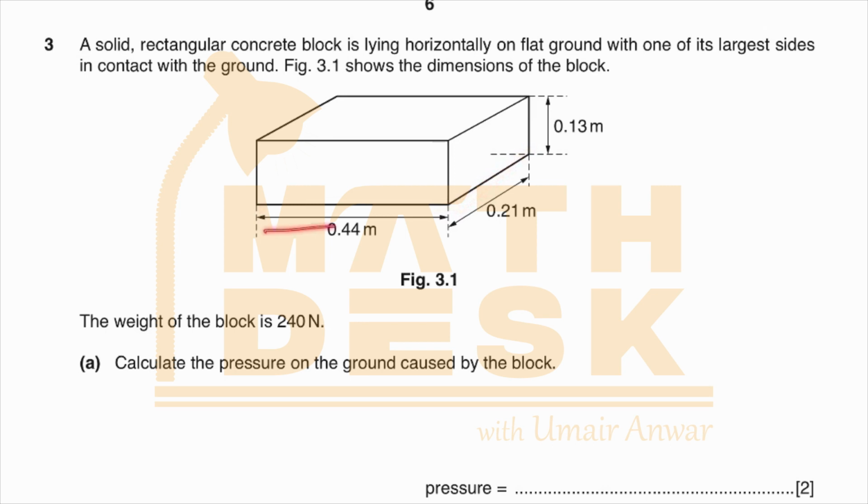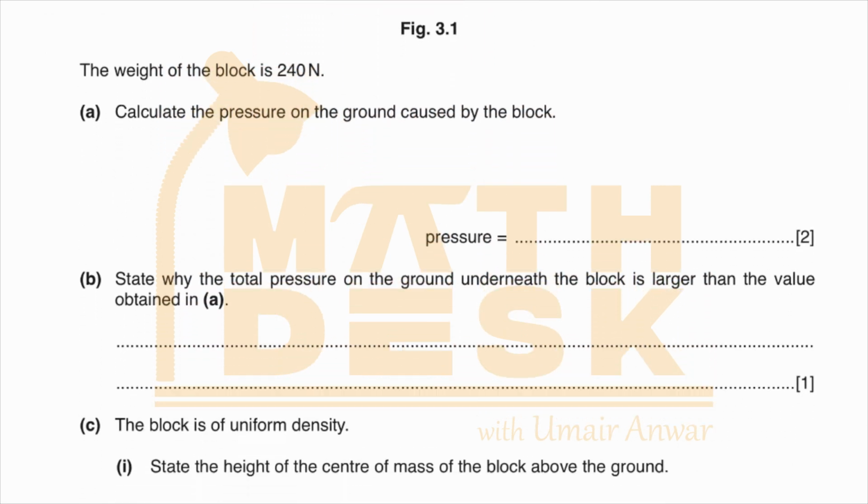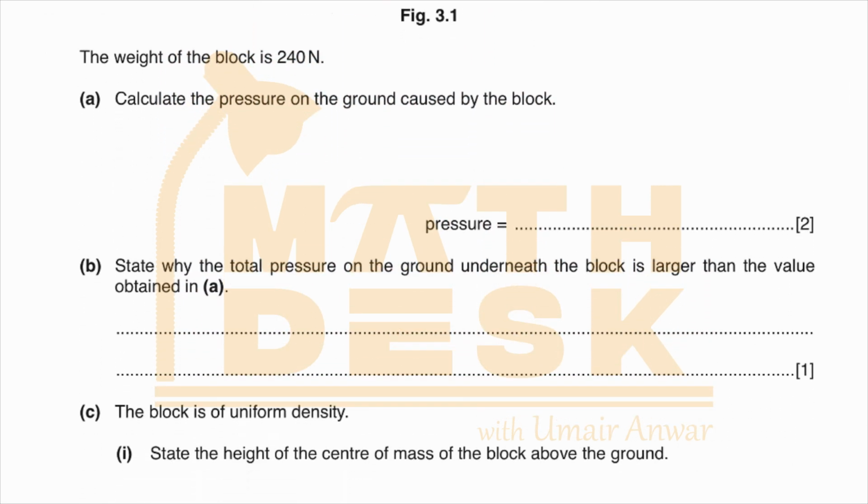So we have the length, the width, and the height of the block. The weight of the block is 240 newtons. Calculate the pressure on the ground caused by the block. So the pressure is given by the formula force per unit area, the normal force per unit area.